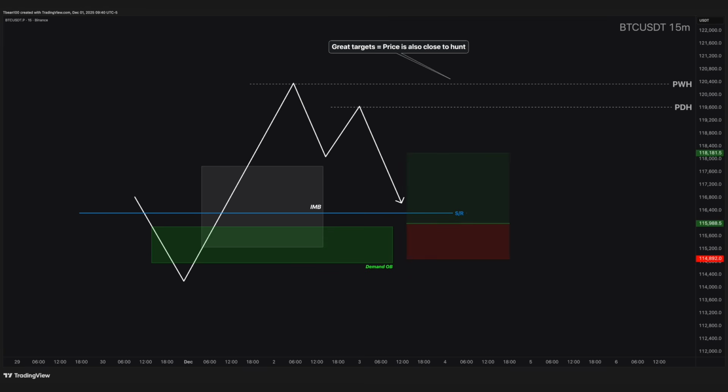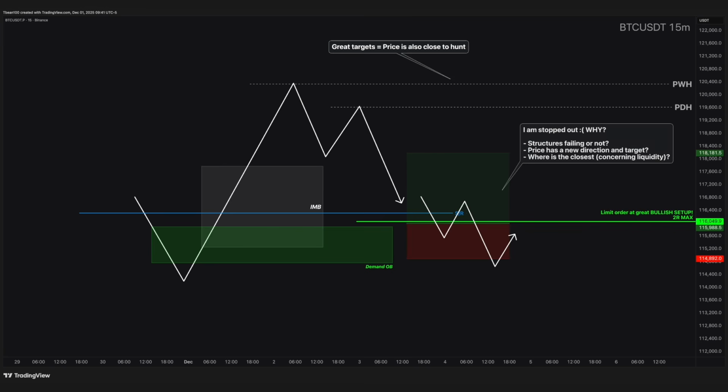You are looking to take a clean, compact long trade right here, and it is the right idea. And if you are in a hurry, you might even place a limit order just like this one. And honestly, this setup is valid and solid, and there's nothing wrong with taking this trade. But somehow you still get stopped out. The setup just doesn't play out.